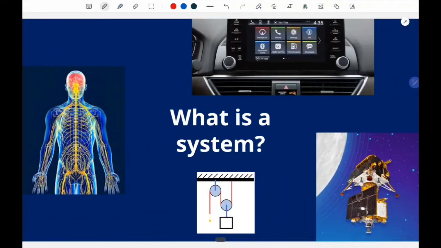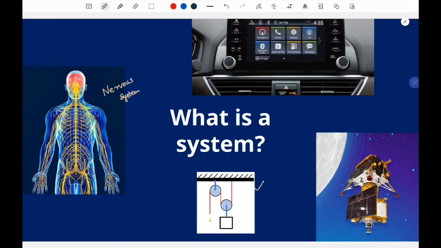Okay. Now coming to a system. When you say system, what comes to your mind, right? So this is the nervous system of human beings. It is an interconnection between the brain, spinal cord, and the nerves, right? And here you see a pulley. It is a simple mechanical system. So it transforms the force from one side to the other.